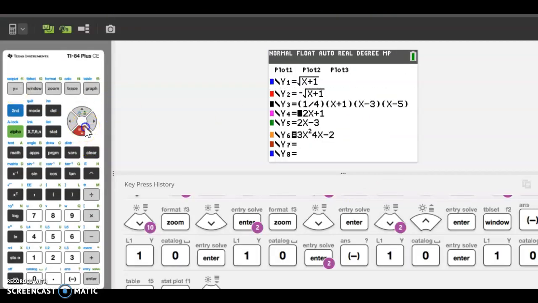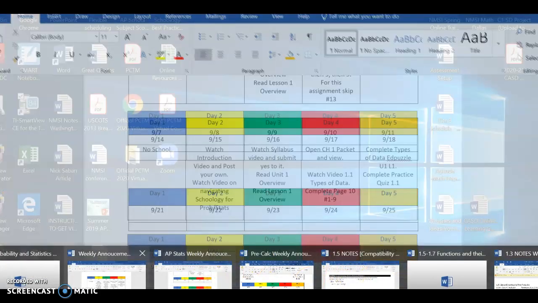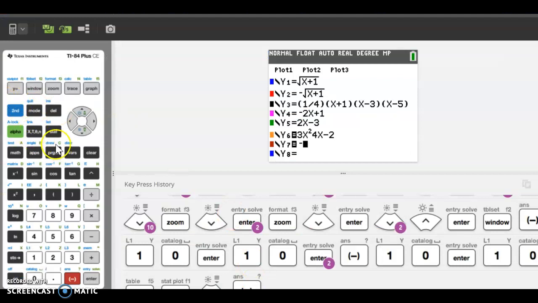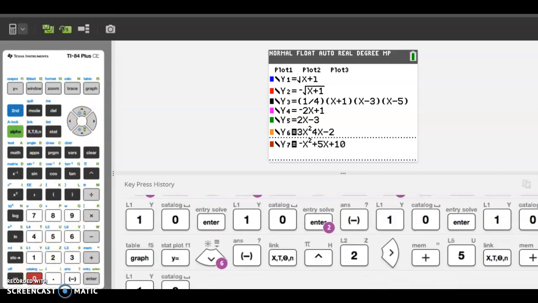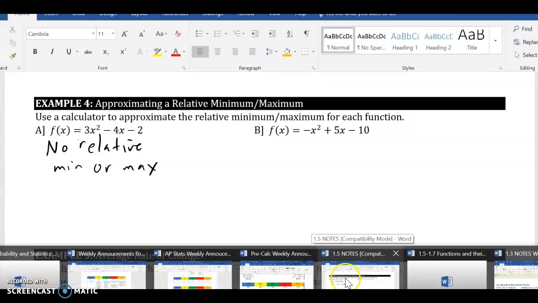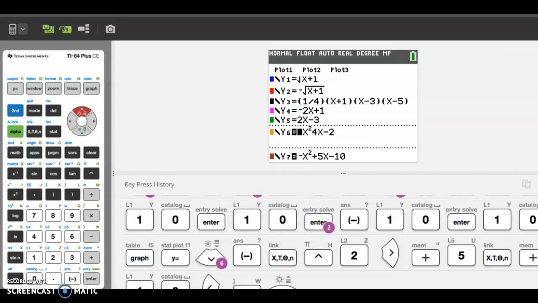So let's try to graph the other one. I'm pretty sure the other one's going to have a min or a max. So it's negative, what was it, x squared? Negative x squared plus 5x minus 10. That's the right equation. Make sure, always double check. No, minus 10. See, I would have had it incorrect. And then I'm going to turn off my other equation. So don't want that one on.